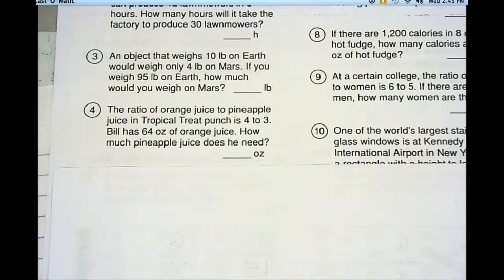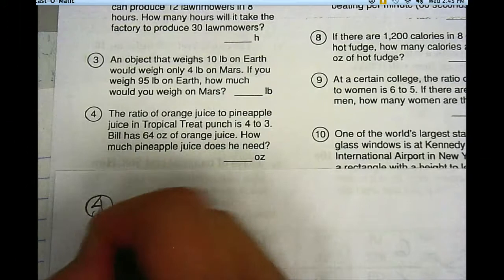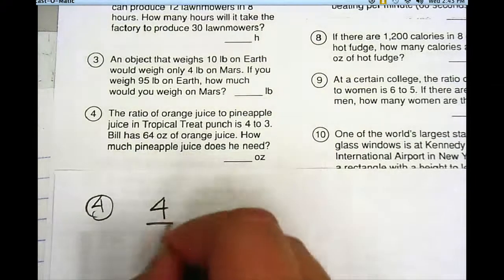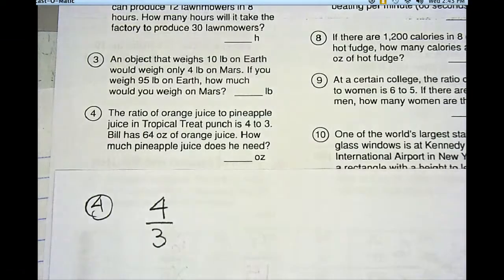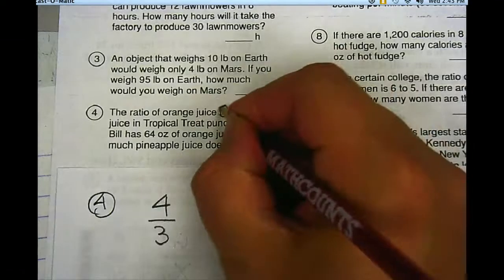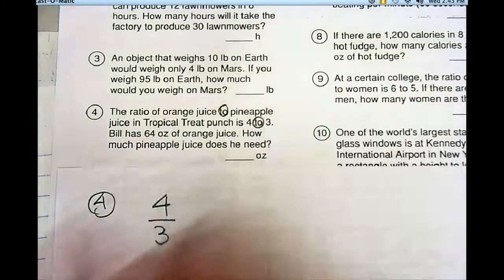The ratio of orange juice to pineapple juice in tropical tree punch is 4 to 3. So I'd stop right there. I know my ratio is 4 to 3. Now I've got to figure out what each of the 4 and the 3 stand for. The way I'm going to do that is to circle the word "to" in both instances. I circled the word "to" there.